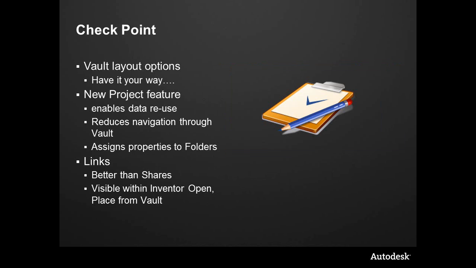So at this point, you've seen Vault's layout options. You can have it your way. You can control the interface. You can change things up. The new project features at their core are going to enable data reuse because you're going to be able to find data quicker and organize it better. We can reduce the amount of clicks and navigation through Vault just by using, for instance, the where used, being able to see where everything is. Projects allow you to group together files and items and ECOs and everything else inside of Vault. And we've seen how links are better than the shares, which they were inspired from.